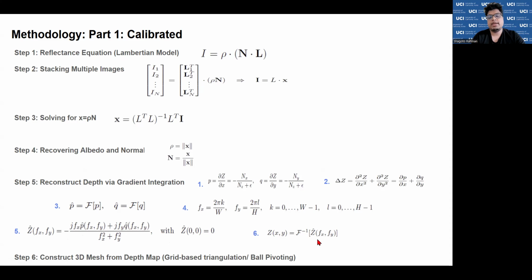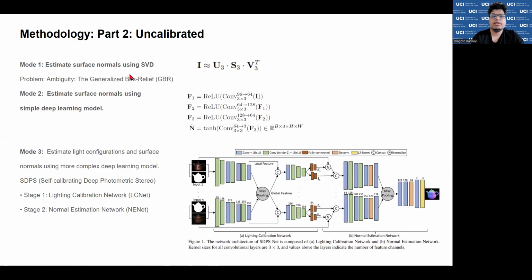As soon as we get z hat of fx and fy, we do the inverse Fourier transform to get z of x and y. And as soon as we get z, we can get the 3D mesh using either grid-based triangulation or ball pivoting, rolling the ball. And then for method 2, the uncalibrated version, I have three modes. The first mode is estimating the surface normal using singular value decomposition.